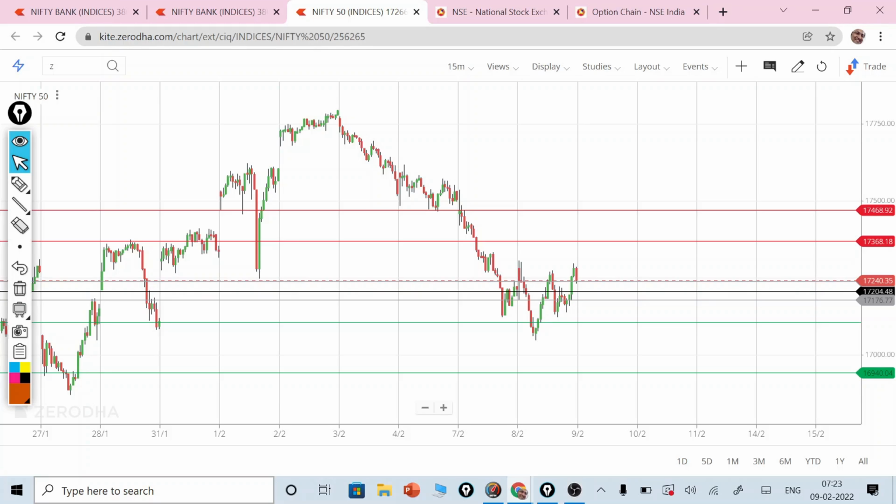Today is 9th February 2022. Let me present you the Nifty and Banknifty levels. Today is a crucial trading day because the RBI is already in meet. Tomorrow, that is 10th February 2022, we will have the policy decision.